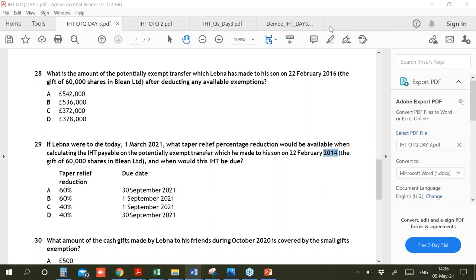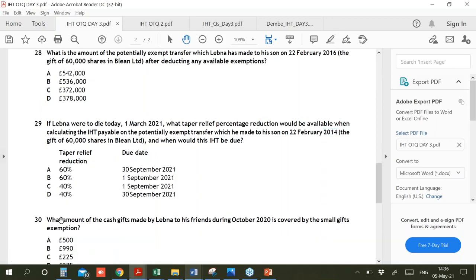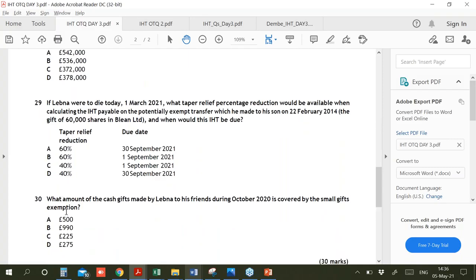Now, what amount of cash gifts made by Lebna to his friends during October 2020 is covered by the small gifts exemption? I'll stop here and ask you, can you tell me what is the amount of small gift exemption available?